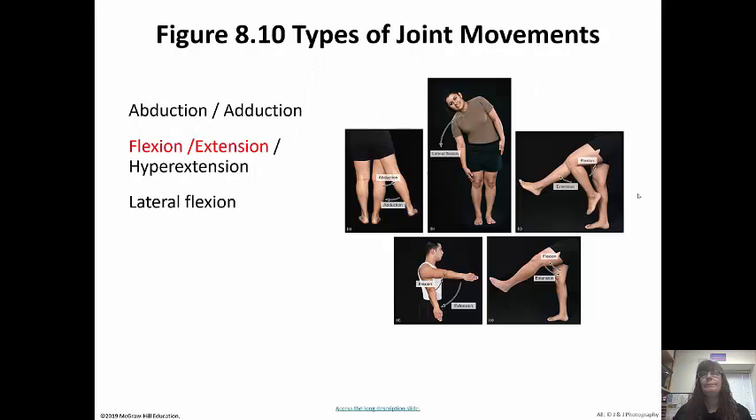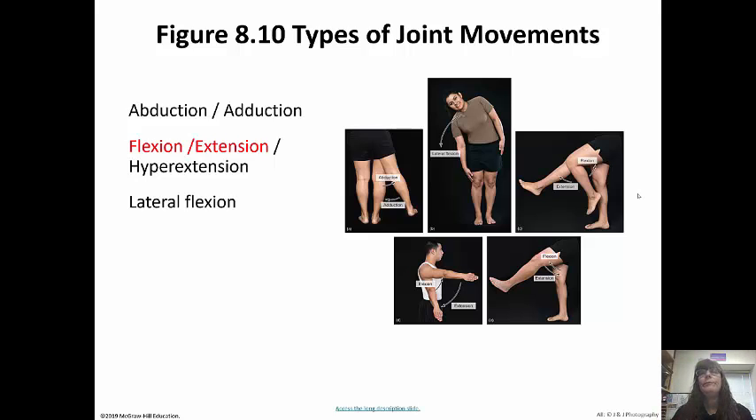There are different types of special movements, and again, learn these on your body, because when you're taking a test, you can actually do the movement and see what's happening. So you've got abduction and adduction. Abduction is moving away from the body. Adduction is moving towards the body. So think about it as when you're adding something, you're adding to it, so you're going towards your body.